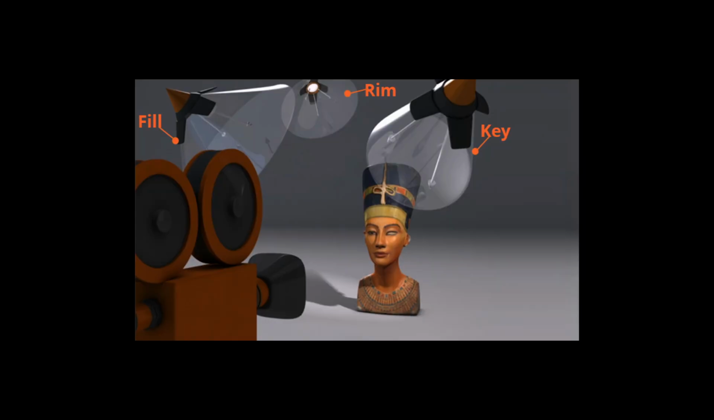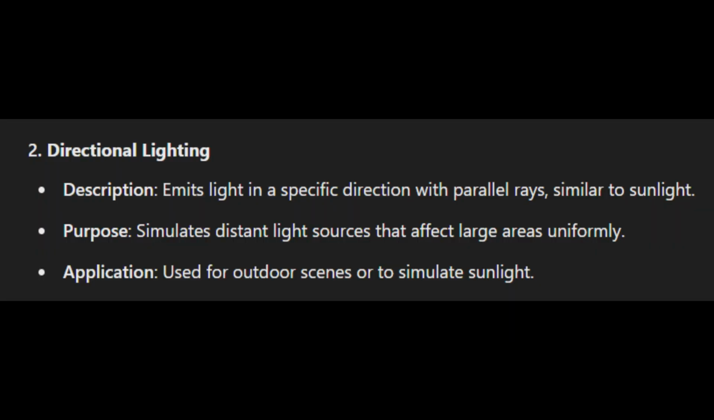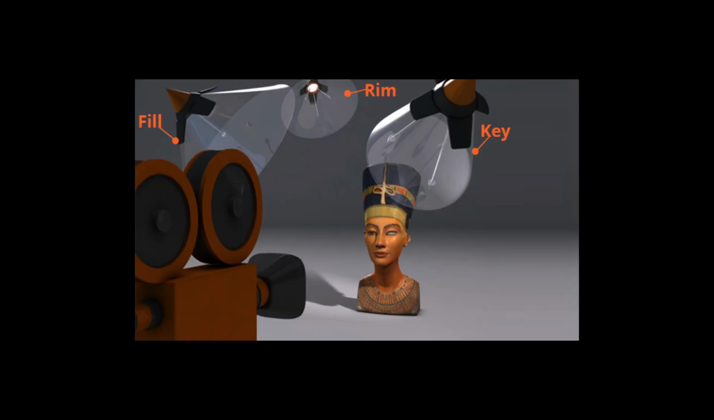Next one is directional lighting. It emits light in a specific direction with parallel rays, similar to sunlight. Point lighting. This is a point lighting example. It emits light from a single point in all directions, similar to a light bulb.